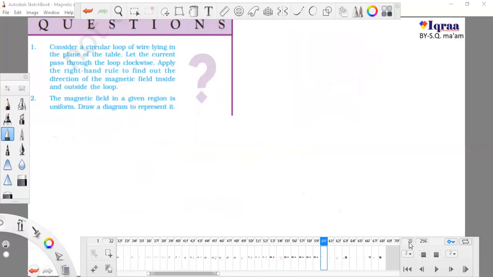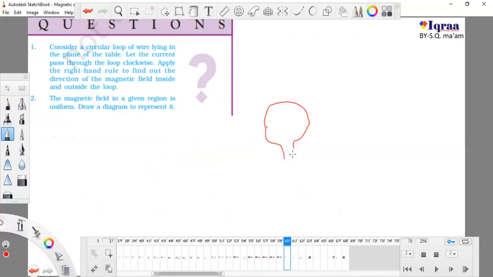Now we have a question, and this is a very simple question. Consider a circular loop of wire, which is lying in the plane of the table, and let current pass through it. So this is my loop, and the current is passing clockwise. How does a clock work? It works like this. So this is the direction. This is positive and this is negative. Only in this case will the current flow like this.